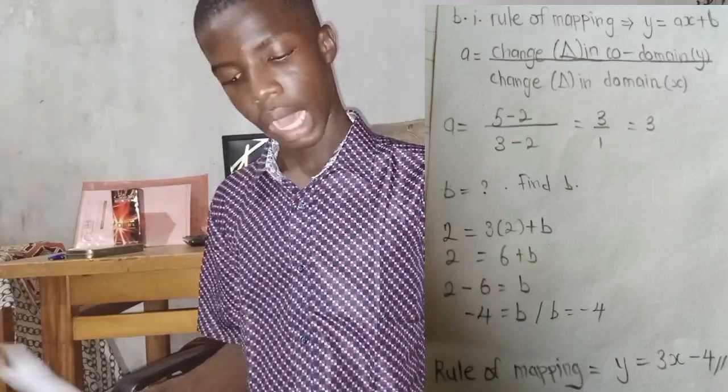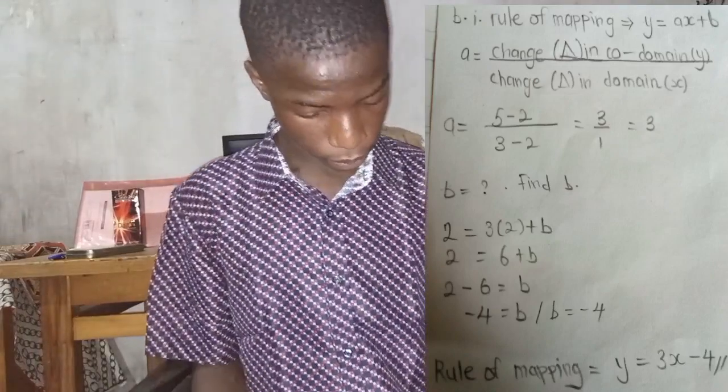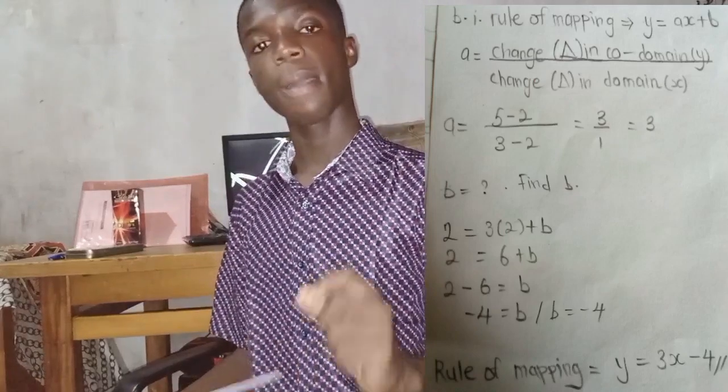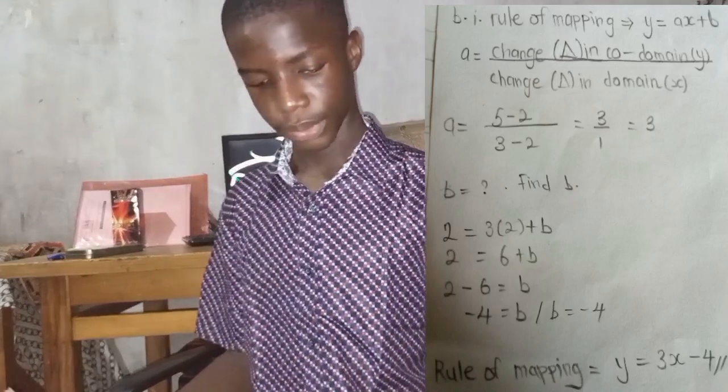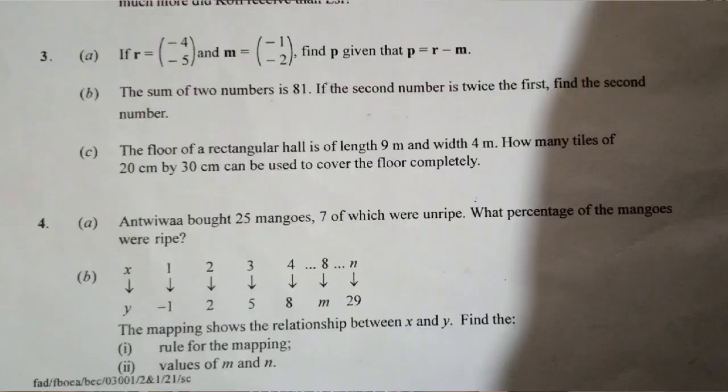So B is equal to negative 4. So the rule of the mapping is y is equal to 3x minus 4. Okay. For b(ii), find the value of M and N. So let's look at the mapping again. 8 maps to M. N maps to 29.